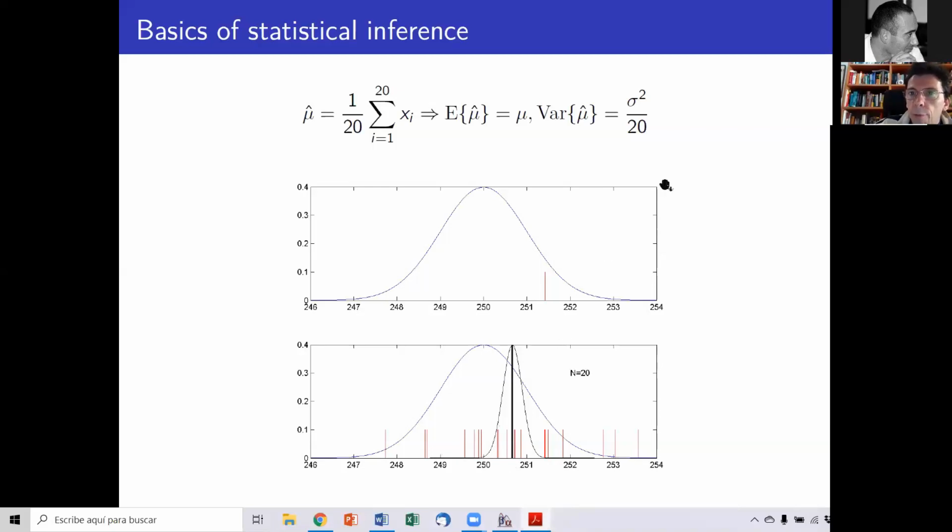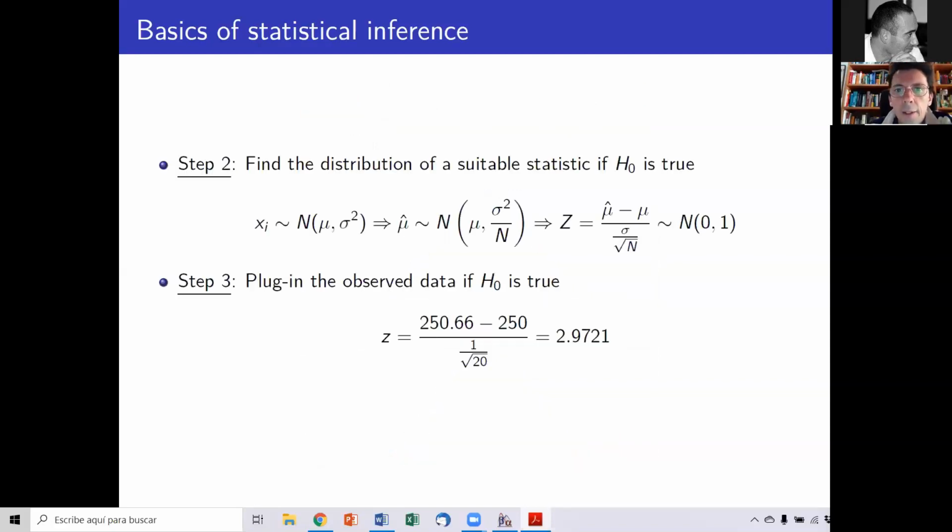And I have very little uncertainty about that statement, because my uncertainty about the mean of the machine is the uncertainty of each one of the tablets, but now divided by 20. And if instead of 20 I have 100, I don't have any uncertainty at all. So the machine is incorrectly working. So I should stop it and recalibrate it.